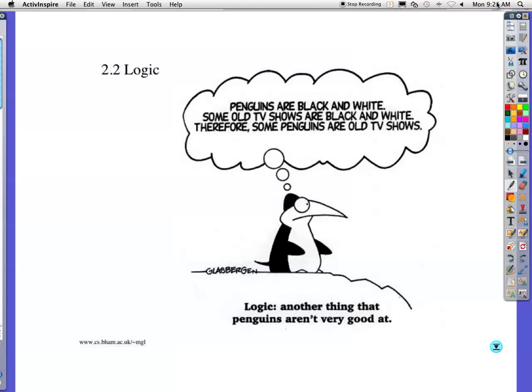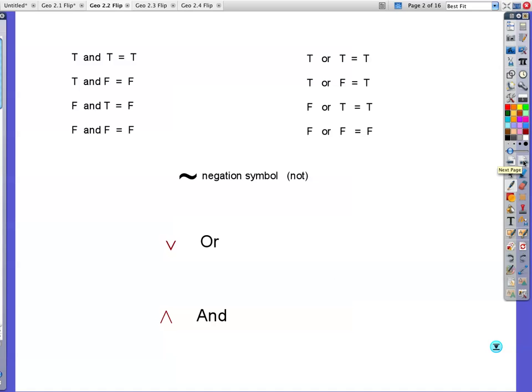Penguins are black and white. Some old TV shows are black and white. Therefore, some penguins are old TV shows. And then it says logic, another thing that penguins aren't very good at. Cute little penguin cartoon, and this will make more sense after we go through today's lesson. Why does this or does this not make sense? Okay, this we will go through in class, but I want this in your notes.